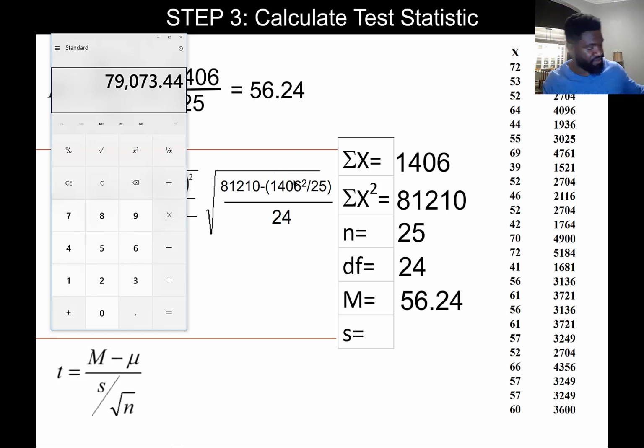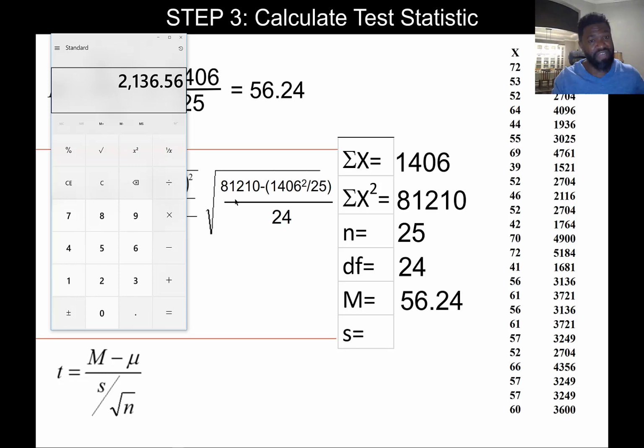Dr. Hill will write it down, 79,073.44. And then we have to go back out here to get this part, right? So it's going to be 81,210 minus 79,073.44. Okay, so we got all of that. And that's what that ends up getting us, okay? Easy peasy. So that's the difference between those two.